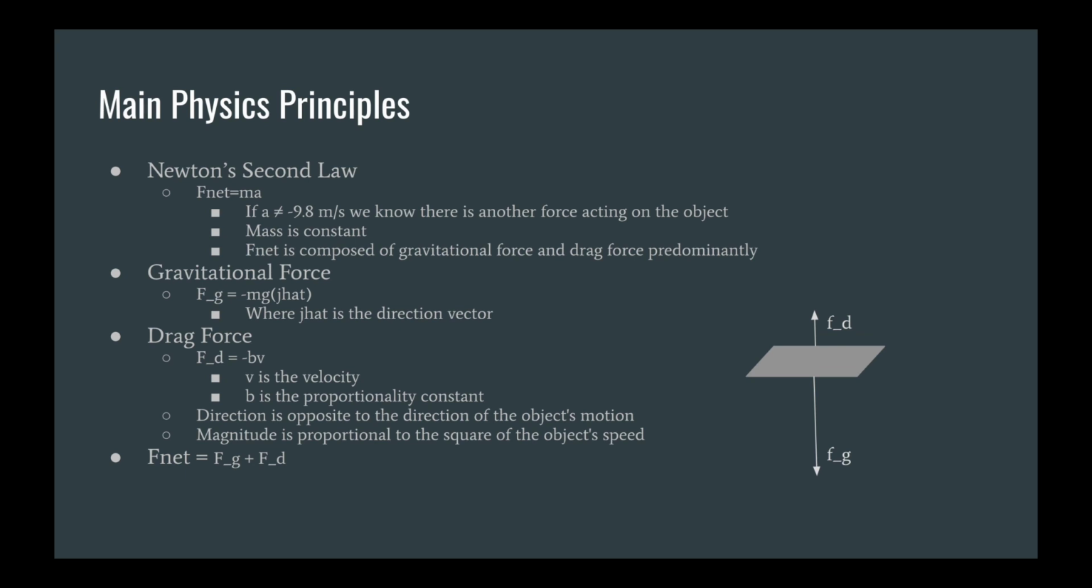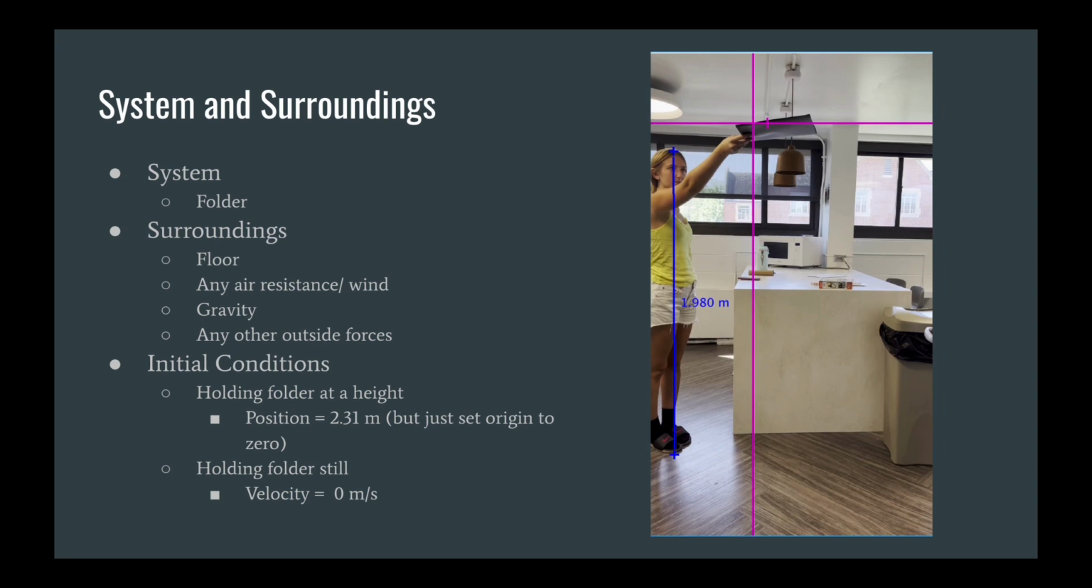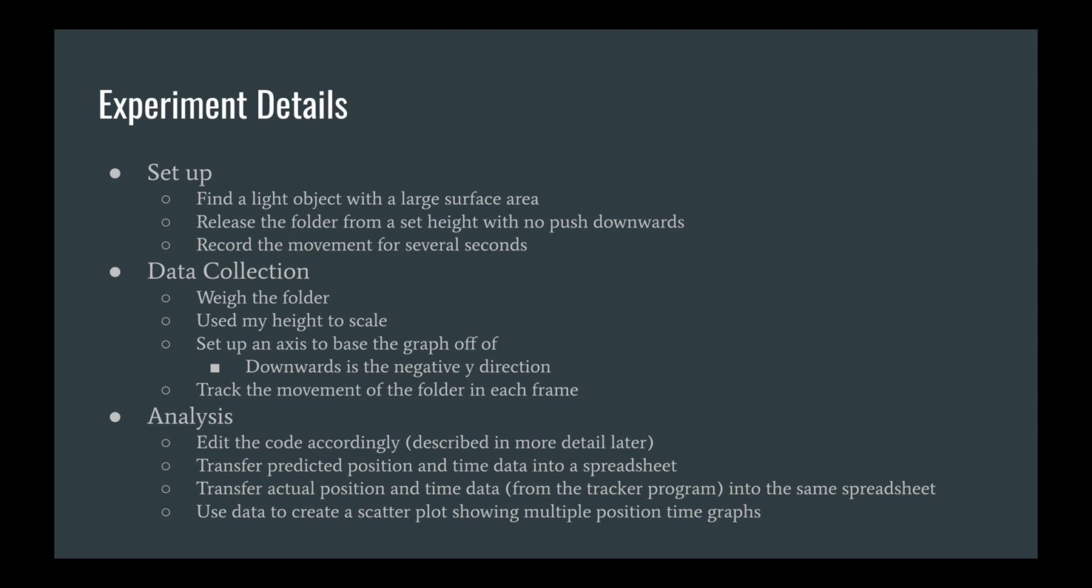It is helpful to know the formulas for gravitational force and drag force, as it will become helpful when writing the GlowScript code. I define the system as the empty folder that I dropped, and the surroundings are the floor, air, gravity, and anything else in the room as pictured. For later reference, I was holding the folder at 2.31 meters above ground, and I released the folder with no downward velocity. I set up the experiment by first finding a light object with a large surface area to maximize the effects of the drag force.